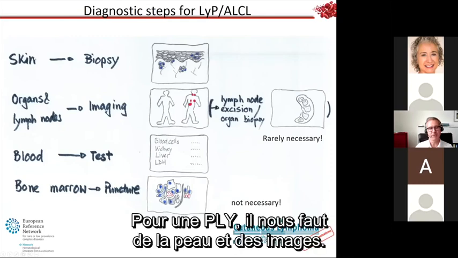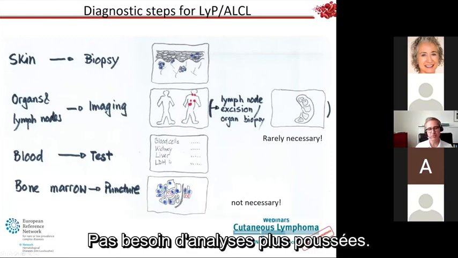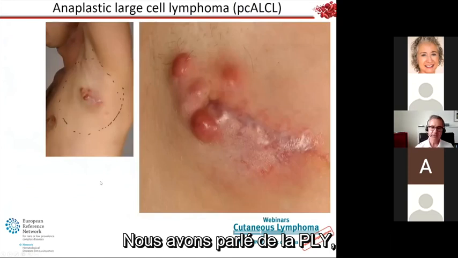So for LyP, what we need is skin and imaging. That's all we need, and the blood. We do not need further analysis. Now that has been LyP.